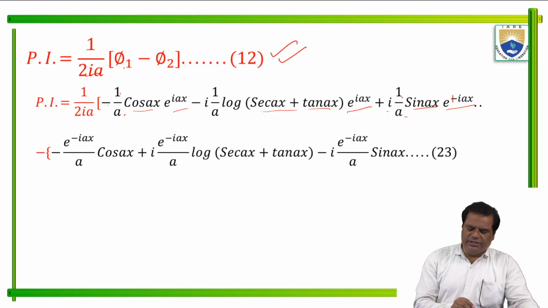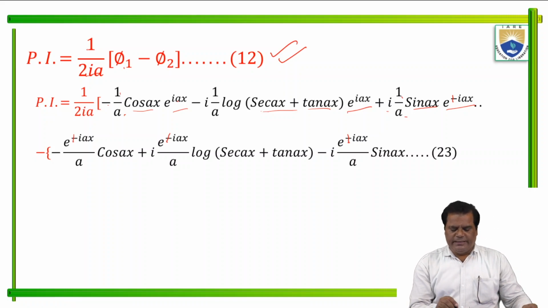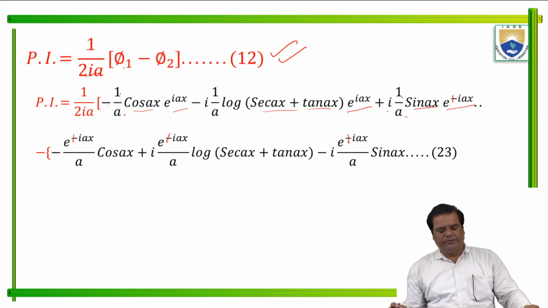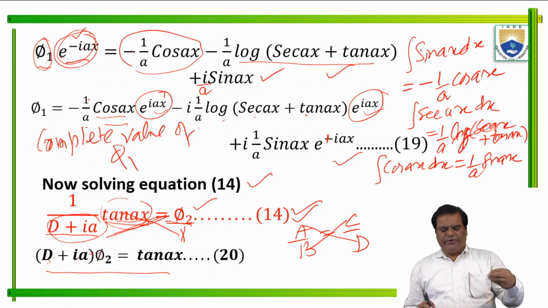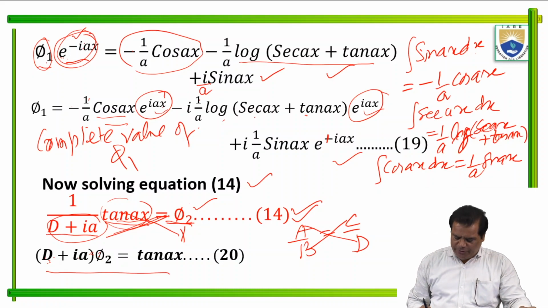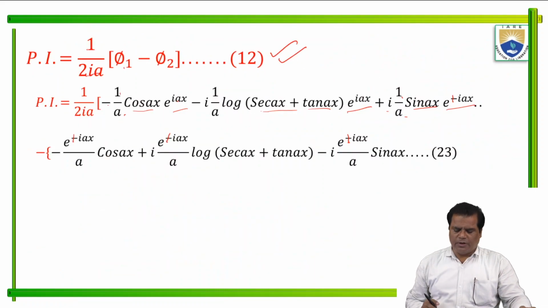Similarly, this is the value of phi 2. Minus plus minus, minus e to the power ix. This is plus. And here this plus. And here this plus. Here is minus. All terms are minus here. First is e to the power phi 1. Phi 1 is positive and phi 2 is negative.